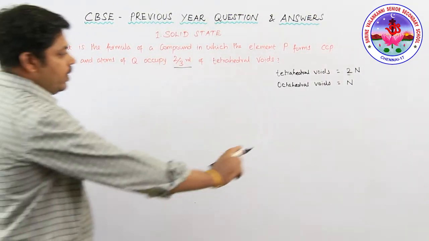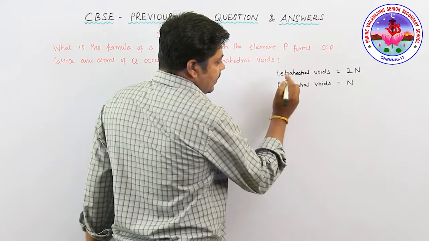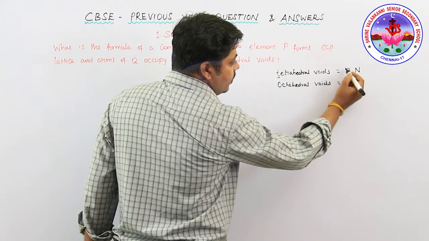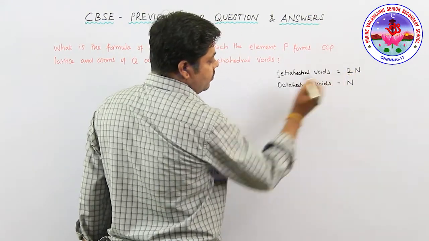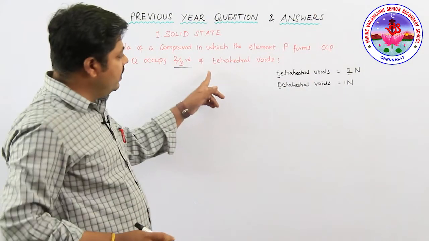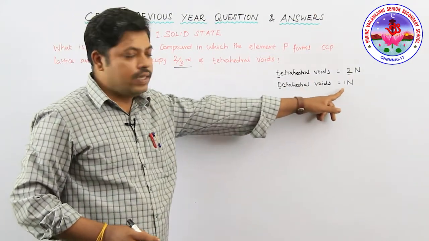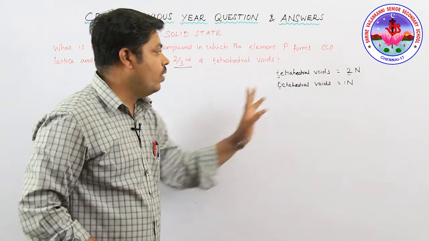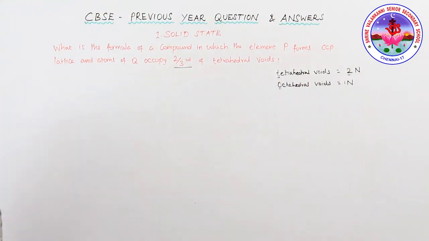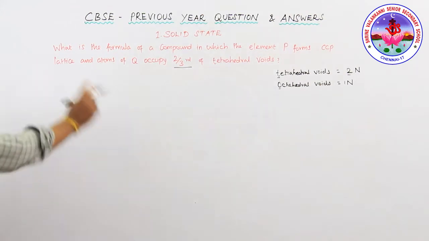You have to remember, with a simple trick: T means 2, in alphabetical order, 2 for T. O, 1. So for octahedral voids you use 1n as the number of voids generated, and tetrahedral means 2n. Now, we'll solve this problem.